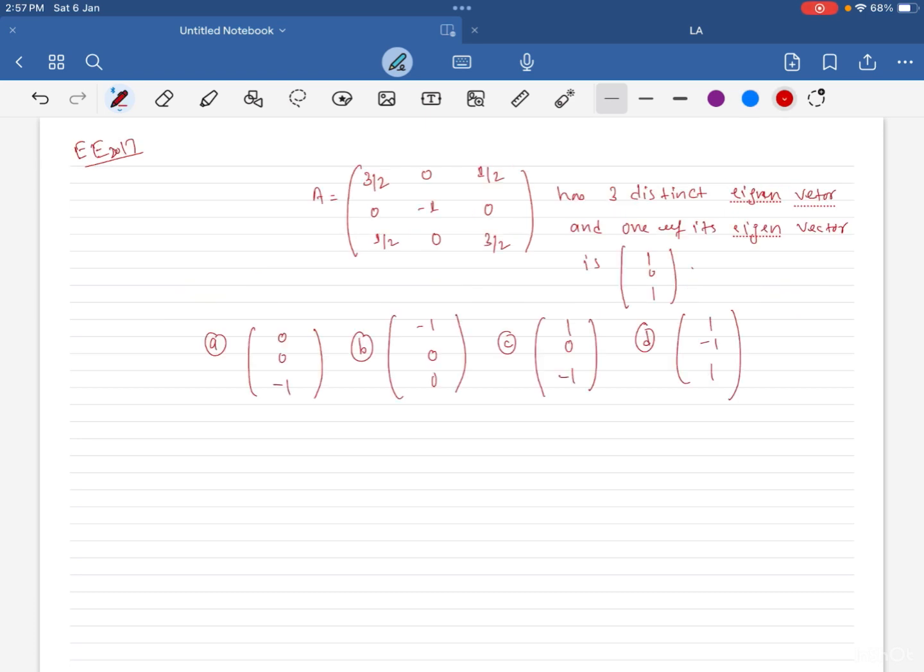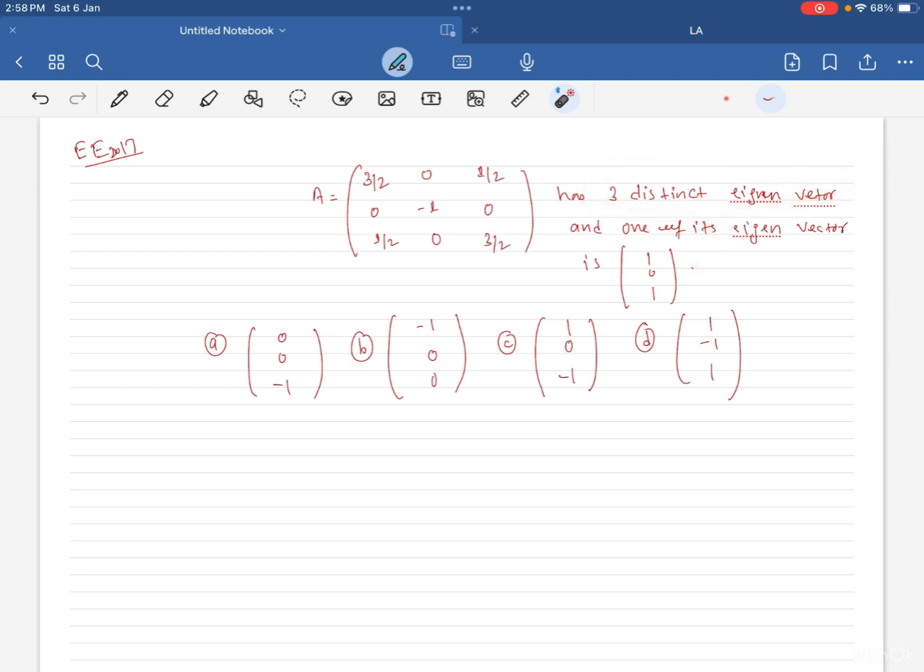Okay, let's look at this question, which is from EE 2017. We have been given this matrix A, and what we have been told about this matrix A is that it has 3 distinct eigenvectors. So this is an important point to note, and one of its eigenvectors is given, right? So we will have to find what the other eigenvector will be. We have been given these options. Now this is very important, right?